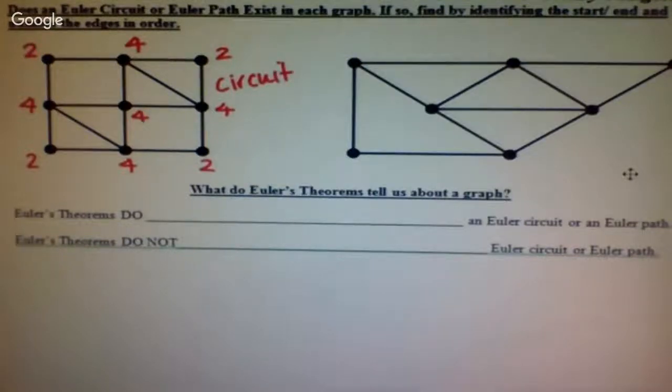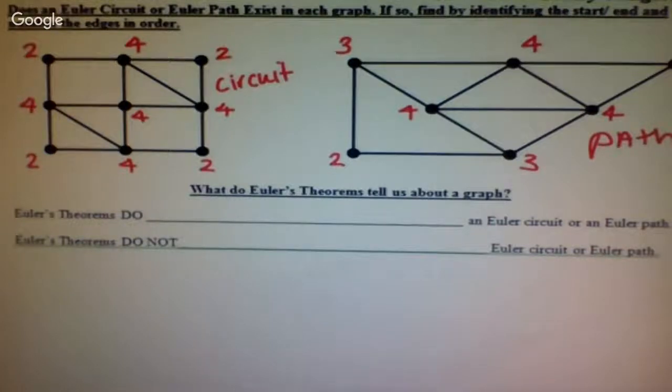Okay. Take a look at your second graph. We're going to go straight across the top. 3, 3, 4, 4, 2, 2, 4, 4. Good. 4 on the other side. 3. 2 and 3. So this one is a path.